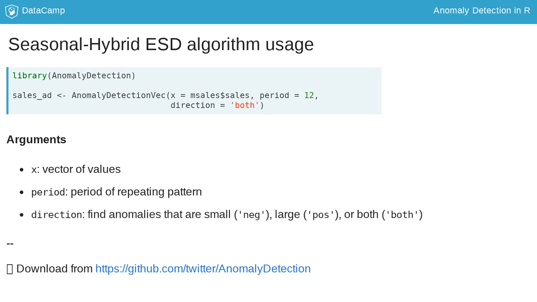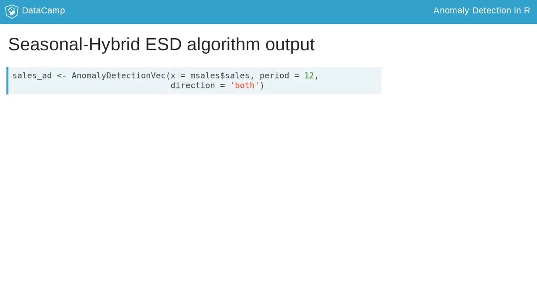The direction argument indicates whether the algorithm should look for small or large anomalies, or both. Here it is set to direction equals both, as we don't yet know where anomalies will occur. The output object sales_AD is a list whose most important element is called anoms. To print the contents of anoms, use the syntax sales_AD$anoms. Anoms is a data frame with columns called index and anoms, which correspond to the row number and value of the anomalies identified by the seasonal hybrid ESD algorithm.